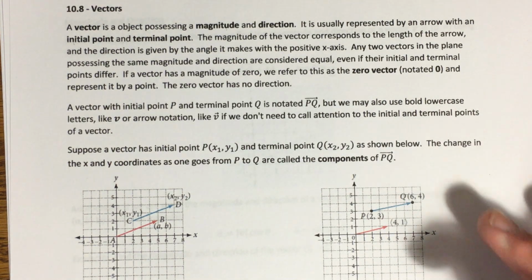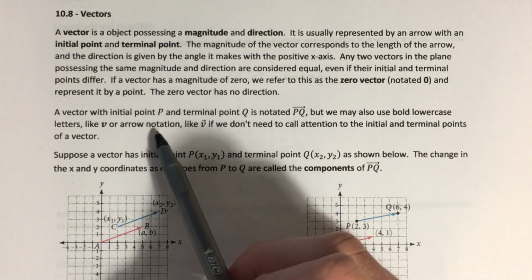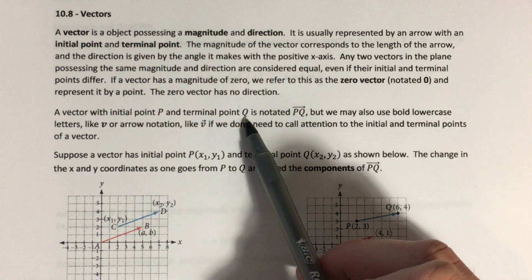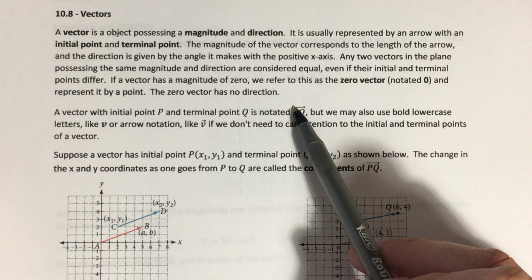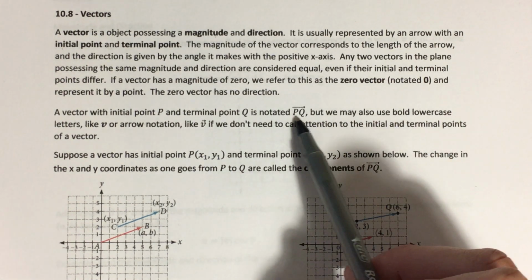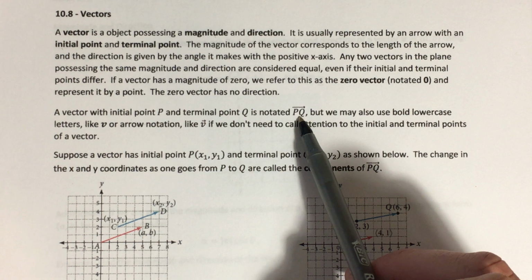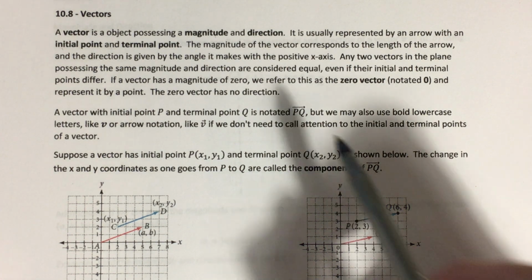Okay. As far as the notation that we use for vectors, if the vector has an initial point at P and a terminal point at Q, we can notate the vector this way, PQ, with an arrow over the top. But we tend to only use this type of notation if we need to be able to call attention to the initial and terminal points.